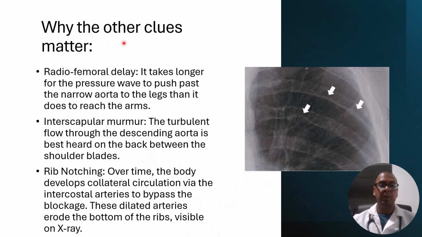Alright, so other clues in the case that pointed towards coarctation is what is known as the radiofemoral delay. So basically what this is, if you palpate the patient's radial pulse and femoral pulse simultaneously, you're going to feel the radial pulse coming before the femoral pulse. Normally they should be equal, but that radiofemoral delay means that it takes longer for the pressure wave to push past the narrow aorta to the legs than it does to reach the arms.